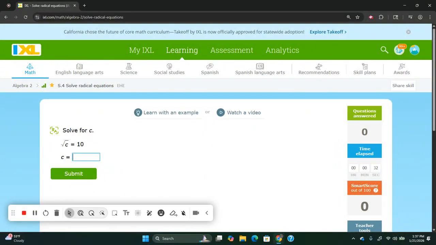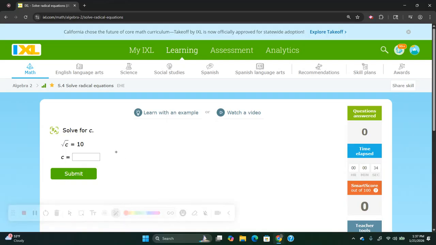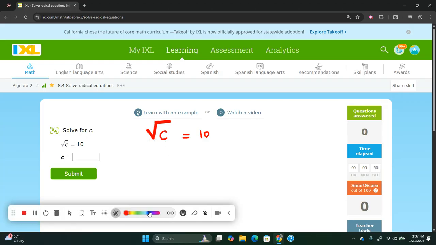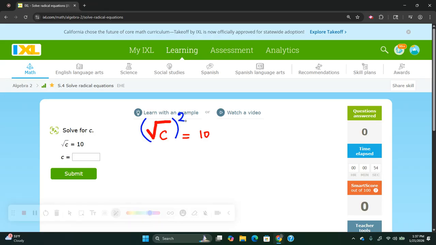Hello student, we go over S4, radical equations. Okay, so now you have square root of C equal 10. You want to solve for the C, you don't want the square root. So very simple, you power 2 on both sides because square root and power 2 cancel out.